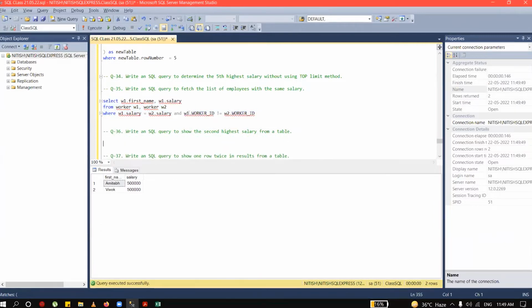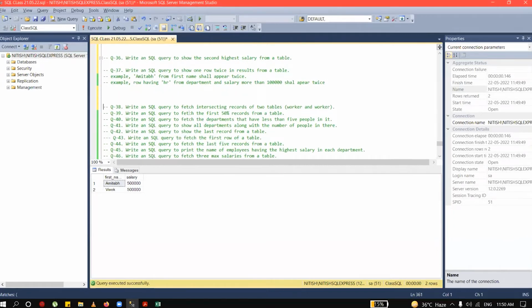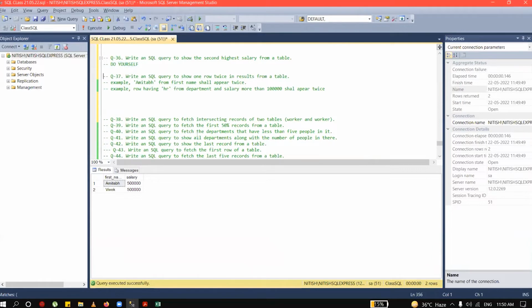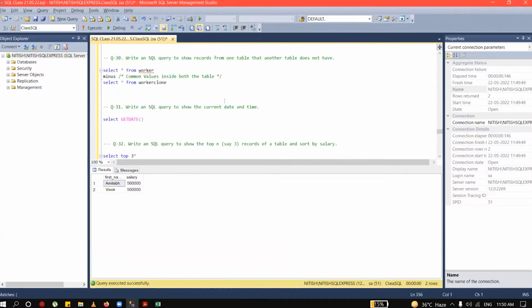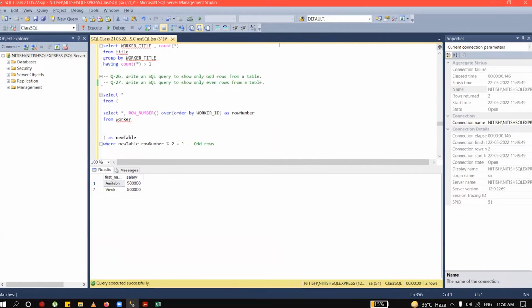Okay, little complex, but you can take it later on. I will try to cover all these things in the sessions also. Second highest salary, please follow the row number concept above. Okay, do it yourself. You can cover that for sure by understanding the above questions.